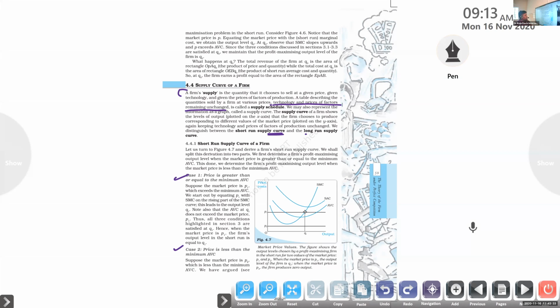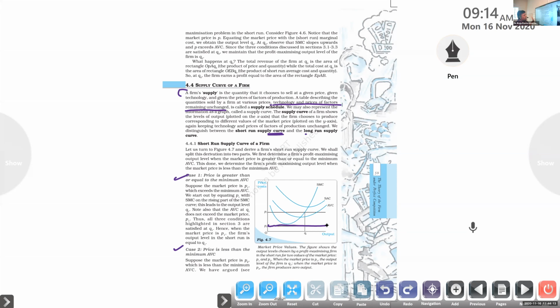The firms will produce the products. So for price P1, the firm will produce Q1 quantity, which is profitable for them. At the same time, if the price diminishes to P2 because of price fluctuation, the P2 price line is lower than the AVC and will not touch the SMC. So it is non-profitable production. The firm will produce zero output there. They will not produce the products.